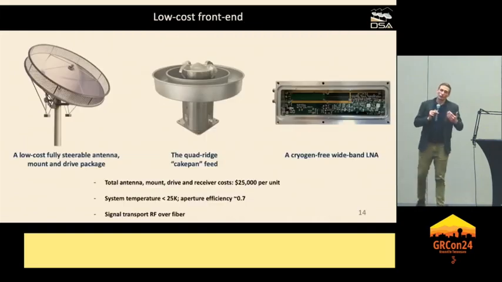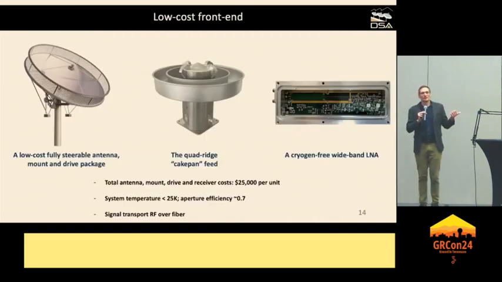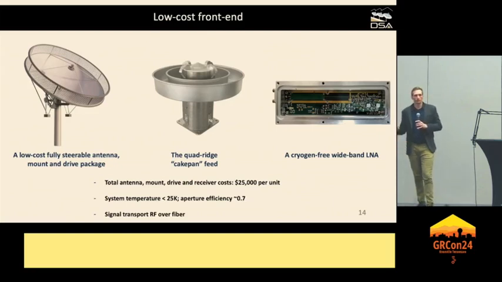So not only do we want to be fast and sensitive, but we also want to do it cheap. Cheap as in the cost of a single antenna should not exceed $25,000. This includes the receiver, all the equipment, and also the RF over fiber, drivers, and everything. So we do have a structure which is mostly commercial equipment.